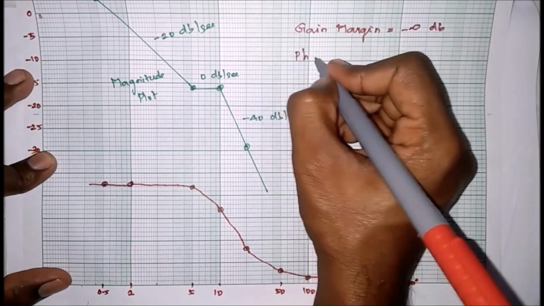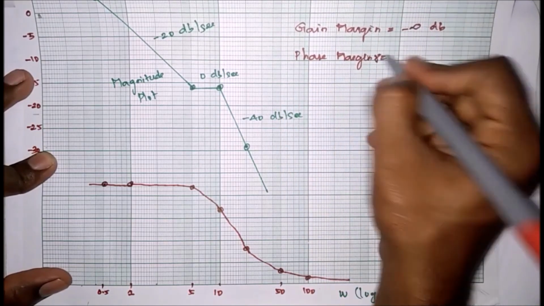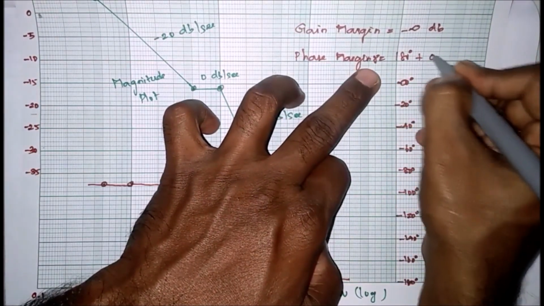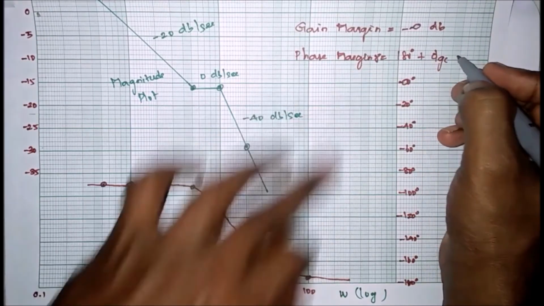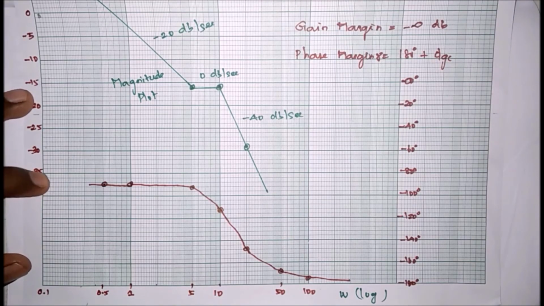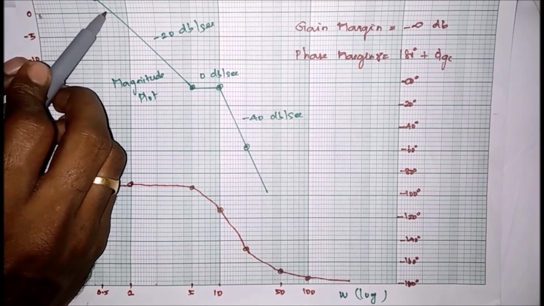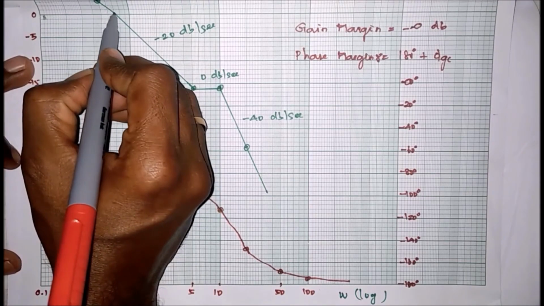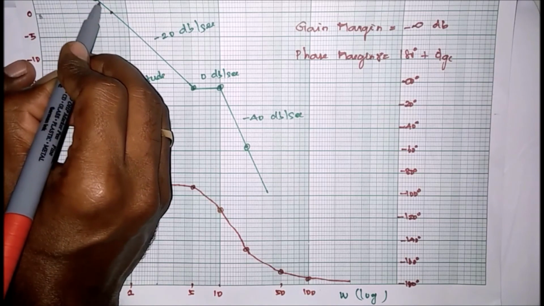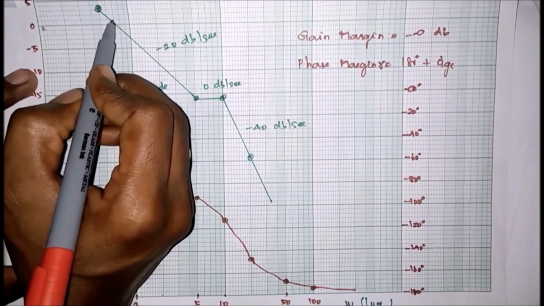So next one is phase margin. We know the formula to calculate phase margin equal to 180 degree plus phi GC, the angle at gain crossover frequency. So now we have to calculate the gain crossover frequency. Gain crossover frequency is the frequency at which the magnitude plot will cross 0. So we see at this point only the magnitude plot is crossing 0. So we see this is 0, the magnitude plot is crossing. So this is 0, this magnitude plot is crossing 0 at this point.